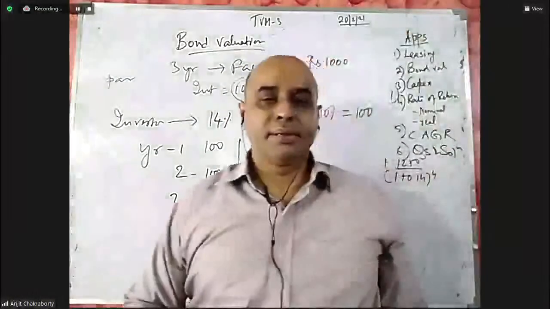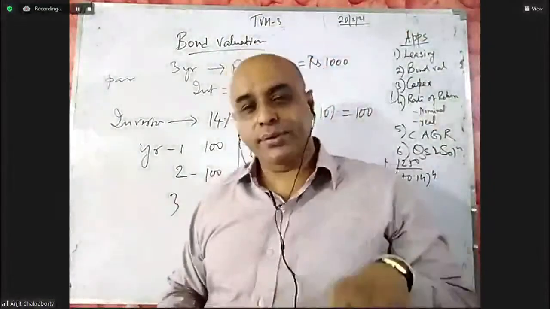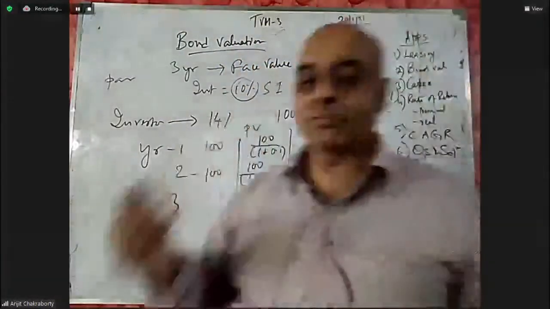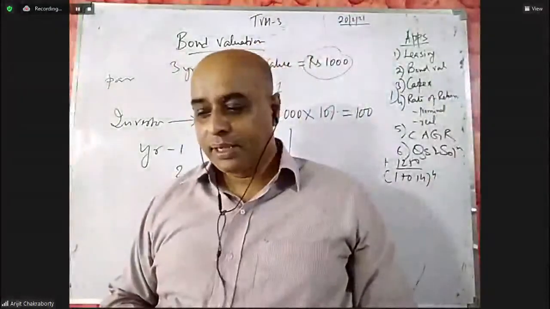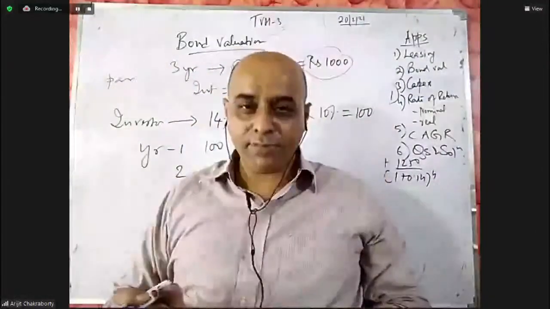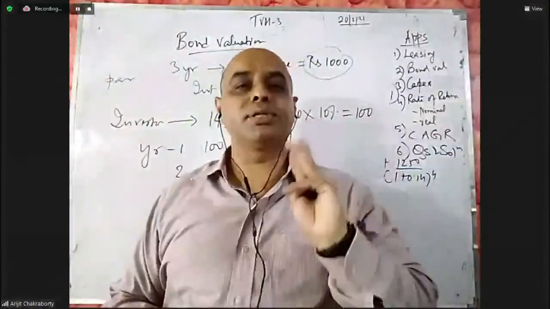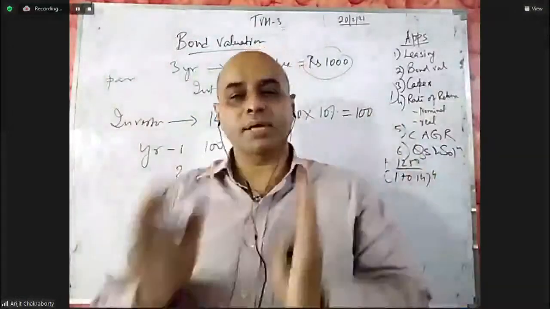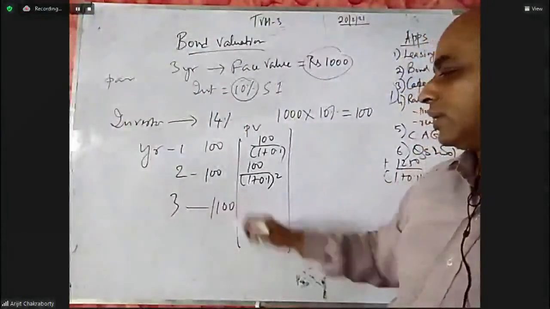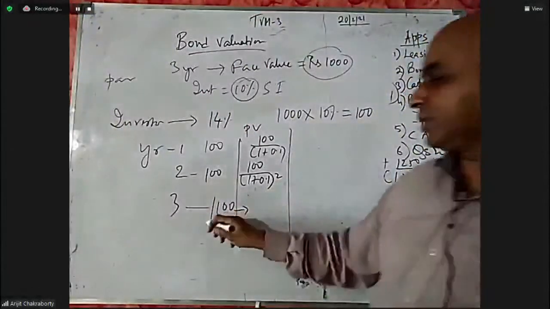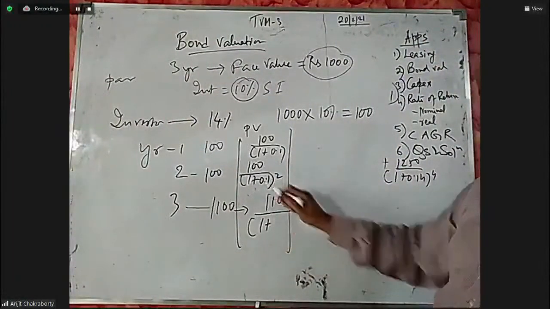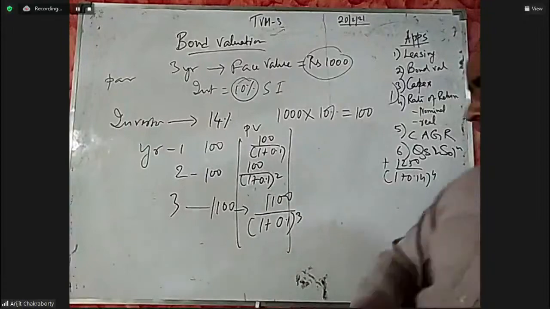Now, third year, I will get two things. I will get interest as well as the original amount which I had invested, 1,000 rupees, which will be refunded back to me. In other words, I will be getting 1,000, the original investment, plus the interest for the third year, which is 100 rupees. So 1,000 plus 100, 1,100. Third year, I will get 1,100, and the present value of this 1,100 is 1,100 by (1 plus 0.1) to the power 3.